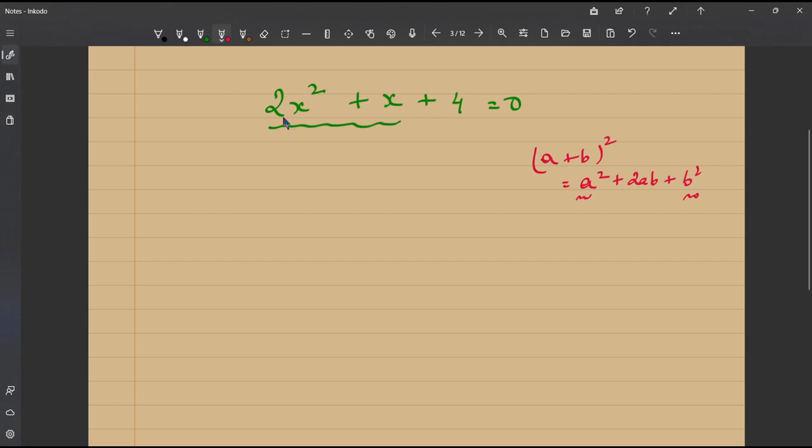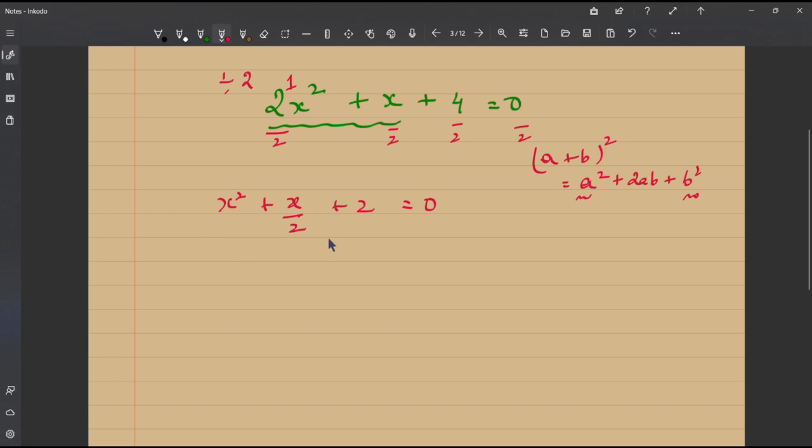And for this purpose, it is better if we have the coefficient of x squared to be 1. So let's divide throughout by 2. Let us divide the equation by 2 throughout. What do we get? You divide this by 2, the second term by 2, the third term by 2 and also the RHS by 2. 0 by 2 is of course 0. So the equation now which we get is x squared plus x by 2 plus 2 is equal to 0.